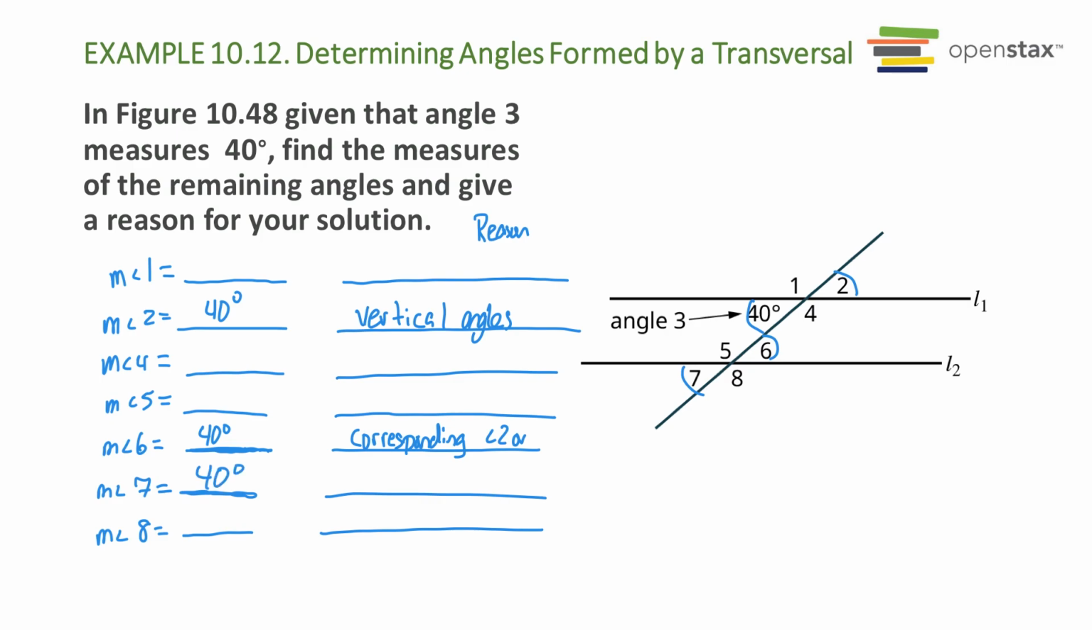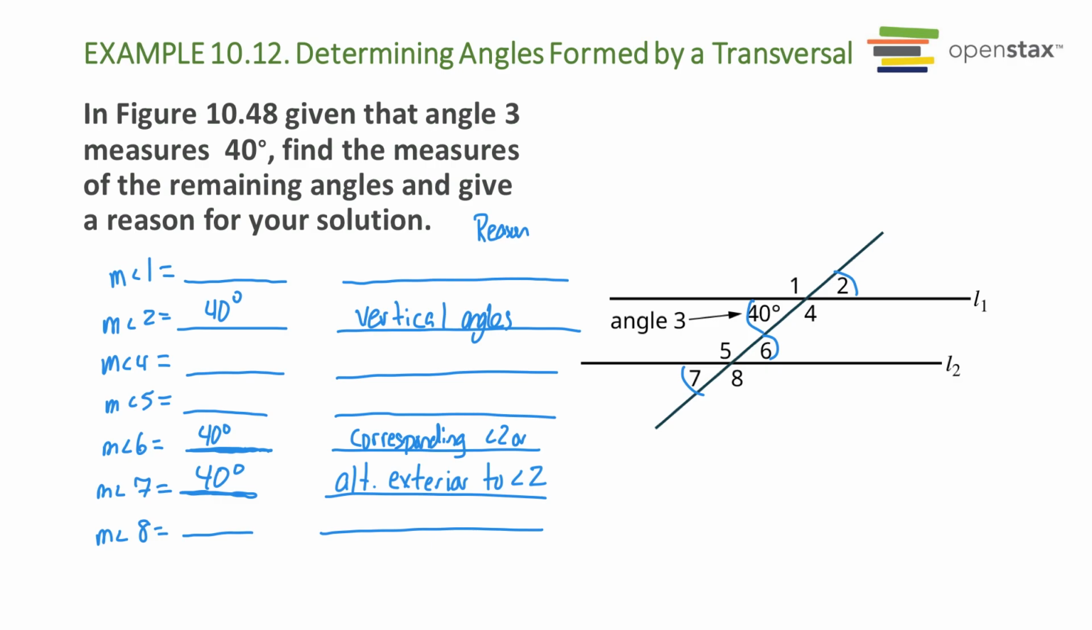One of the reasons is that 7 and 2 are alternate exterior to one another, because they're on the opposite side of the transversal and outside of the parallel lines. But also, 7 is vertical to 6, which we just said is equal to 40 degrees. So either of those two work. For 7, I'm just going to go alternate exterior to angle 2. Everything's going back to angle 2, as much as possible, I'm trying to relate it back to angle 2.